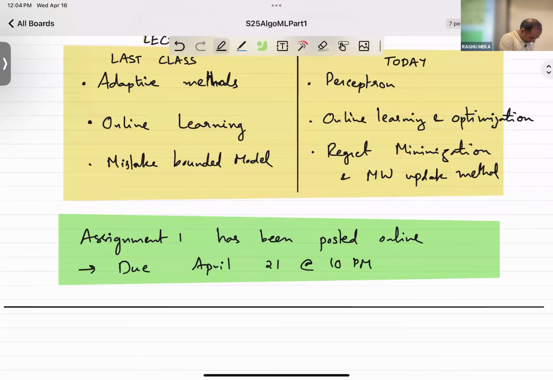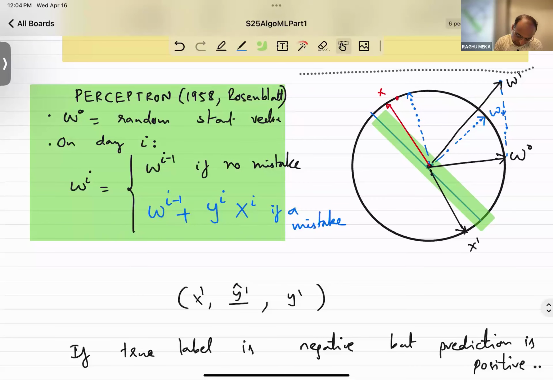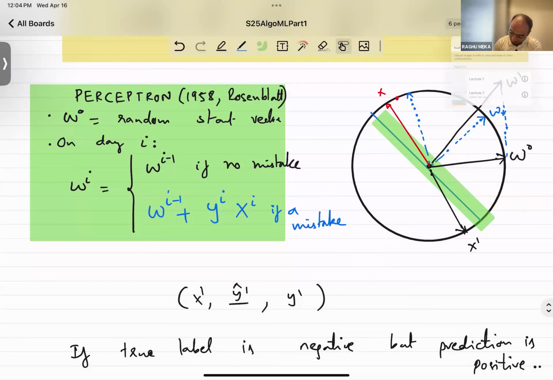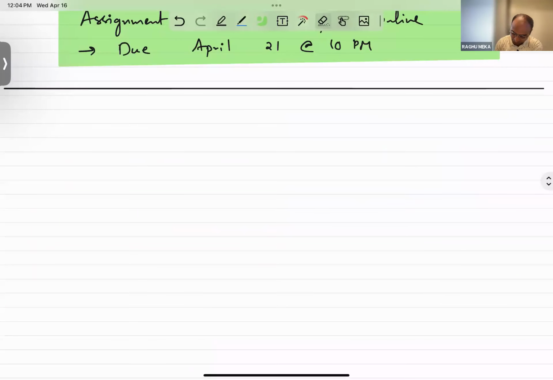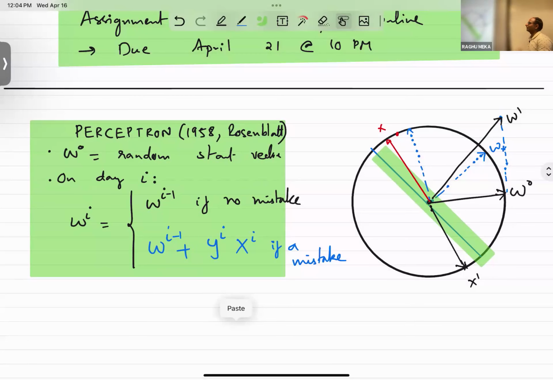So we were talking about the perceptron algorithm. So let's go to that. Okay, so this was the perceptron algorithm, and we just said it's a very simple algorithm where you get a vector, and with the current candidate classifier, you try to classify it, and if you make a mistake, you correct yourself based on the direction suggested by the example.